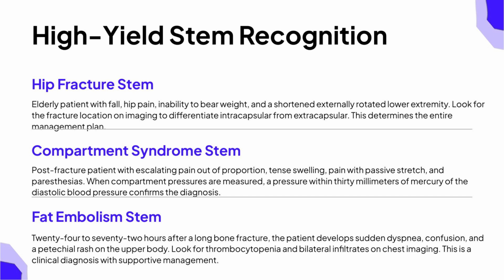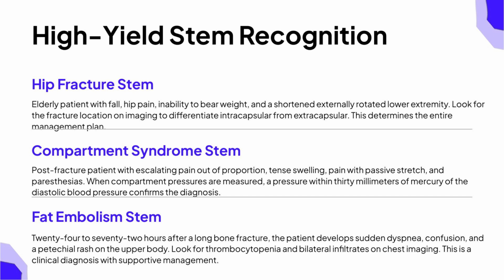For compartment syndrome, the stem gives you a patient who had a fracture, usually of the tibia or forearm, and now has escalating pain that seems worse than it should be. Pain with passive stretch of the muscles in the affected compartment is the most sensitive clinical finding. When they give you compartment pressure measurements, remember that a pressure within 30 millimeters of mercury of the diastolic blood pressure is the threshold for surgical intervention.